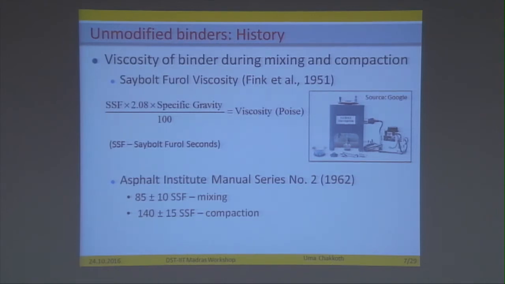However, in the second edition, based on field experience, they introduced certain values to adopt as the viscosity of the binder during mixing and compaction. You can see that 85 plus or minus 10 SSF should be the viscosity of the binder during mixing, and 140 plus or minus 15 SSF was proposed as the viscosity during compaction.